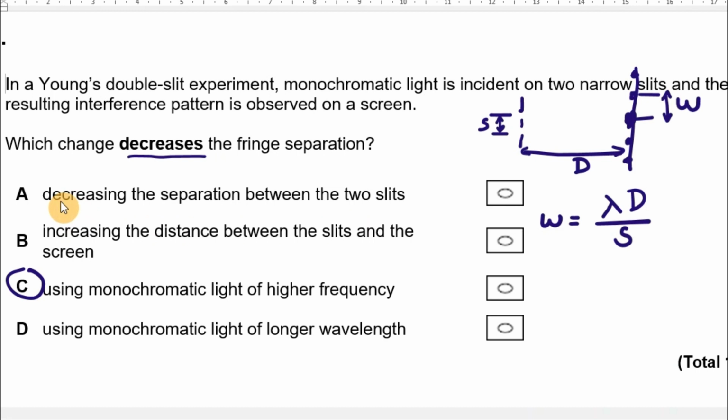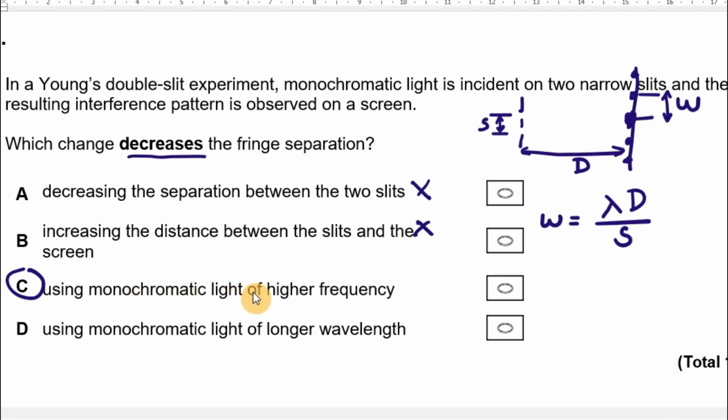So first option, decreasing the separation between the slits. So making S smaller. No, if I make S smaller, I'm going to make the fringe separation larger. So that's not true. Increasing the distance between the slits and the screen, that would be increasing D. Again, if I make D larger, I'm going to make W, the fringe separation, larger. So that's not the answer.